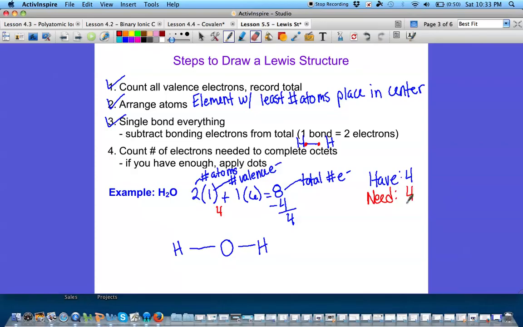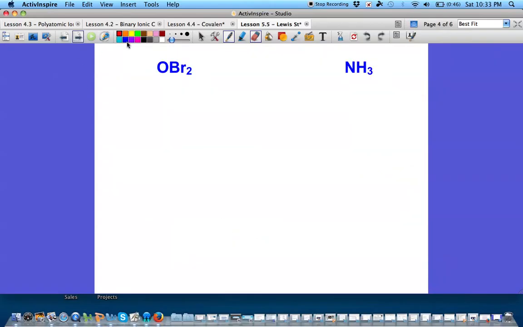Anytime that this zeroes out, because we have enough, we can just apply the dots. So we're going to put 4 dots on oxygen. You're never going to put them where the bond is, always on the open sides of the atom. And so now we're taking care of our last step. So we have a few more examples here.